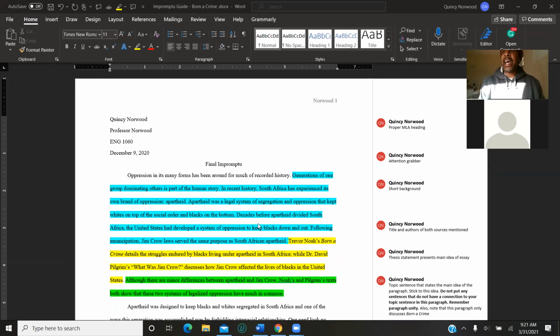You don't have to become an expert on it now. For me, this is interesting stuff and interesting history, so it's stuff I try to be educated in. But for this essay, everything you need to know about apartheid can come from Born to Crime, and everything you need to know about Jim Crow can come from the article.